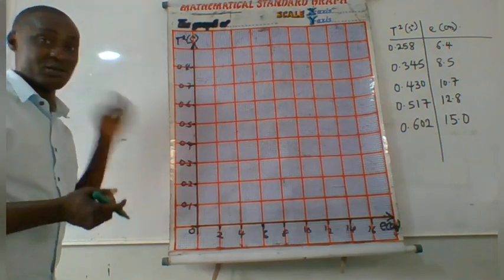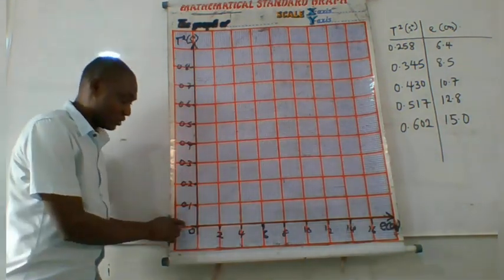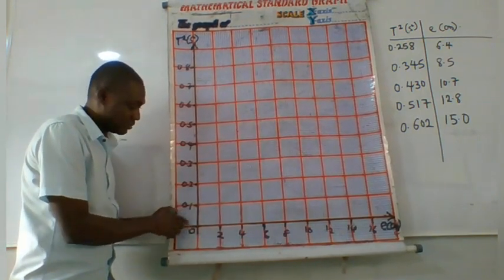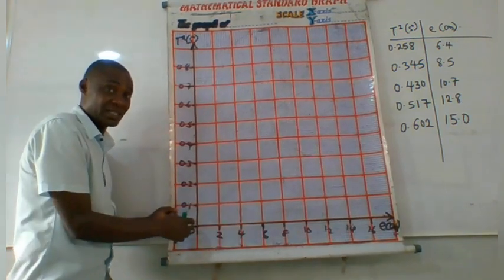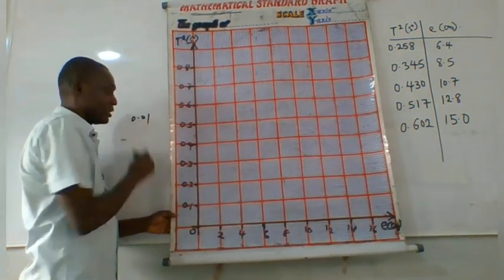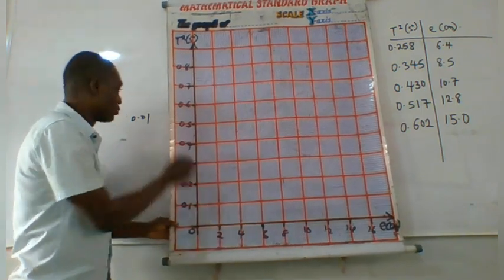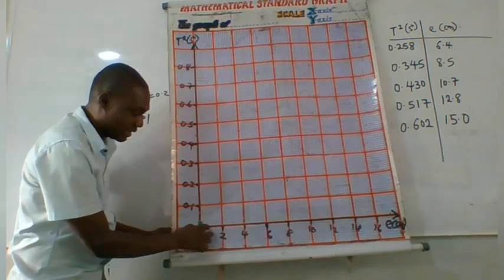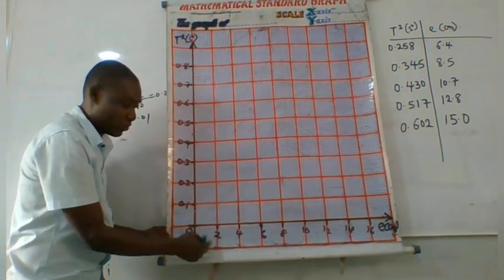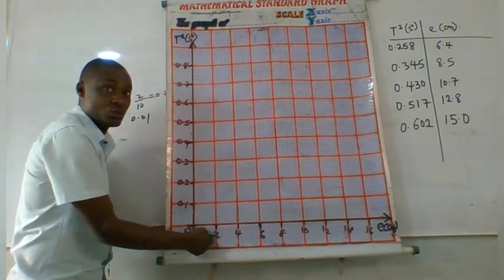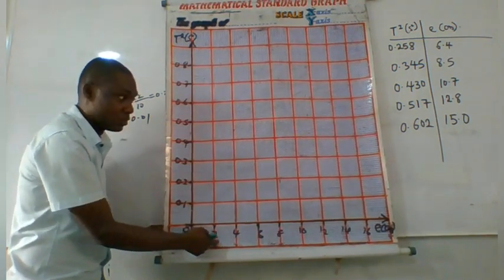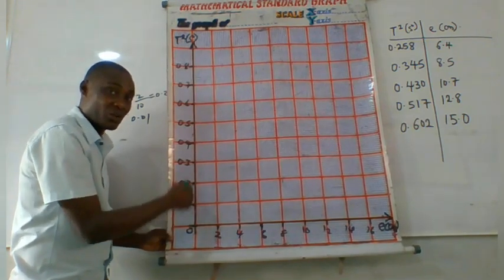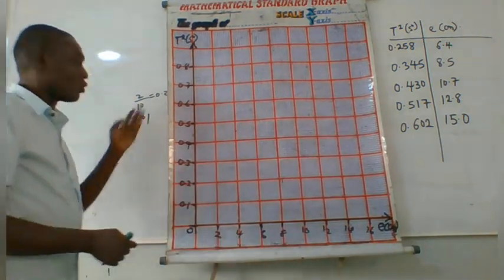In fact this graph is easy, straightforward, because each of these lines is going to be 0.01. How do I get that? 0.1 divided by 10, that gives me 0.01. Then for this I'll do 2 divided by 10, that will be 0.2. So each of these smaller lines on this is 0.2, because this occupies 2 units, 2 cm, and this occupies 0.1 second squared.